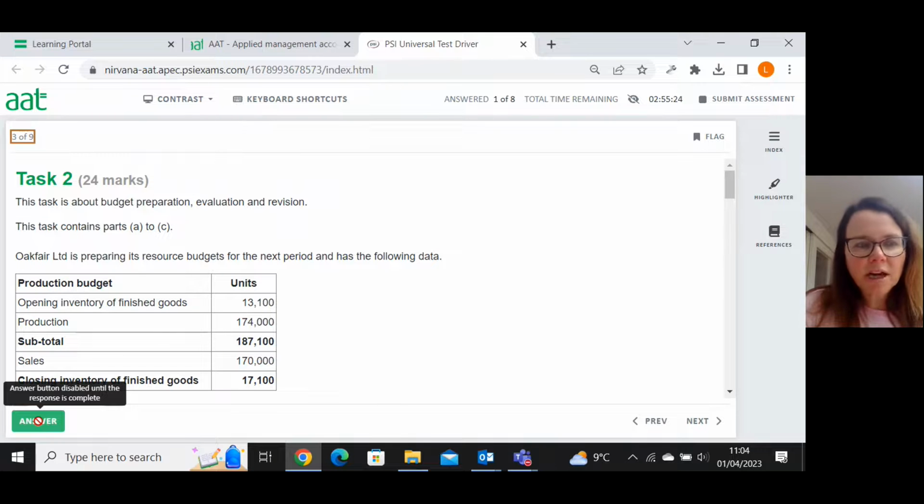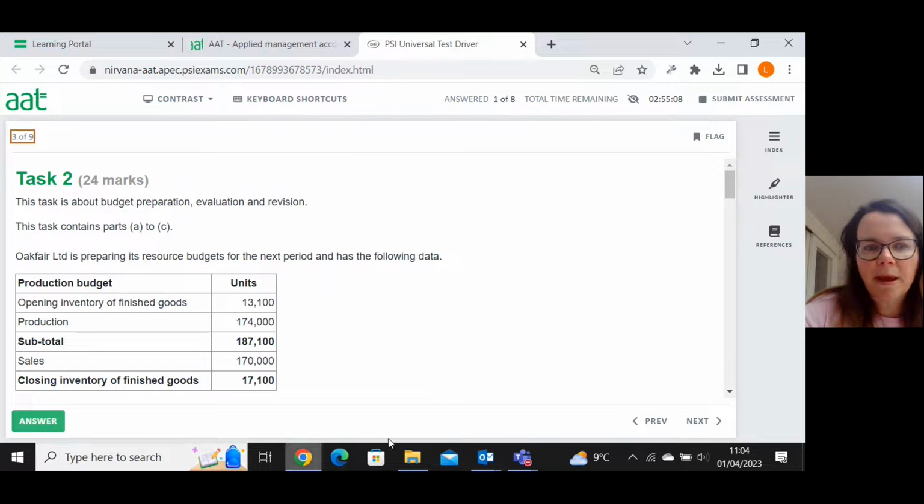Task 1 done. Task 2, 24 marks altogether. 16 of these marks are going to be for written responses, so that leaves 8 marks computational. The task will be about budget preparation, evaluation, and revision. So that tells me that there's going to be writing about this topic. So obviously when you're doing your revision, be prepared to write on the topic of budget preparation. I'll show you what I mean in a second.